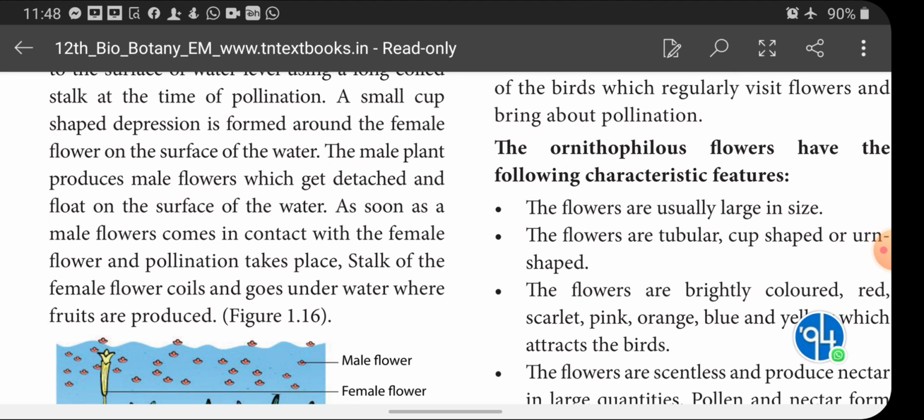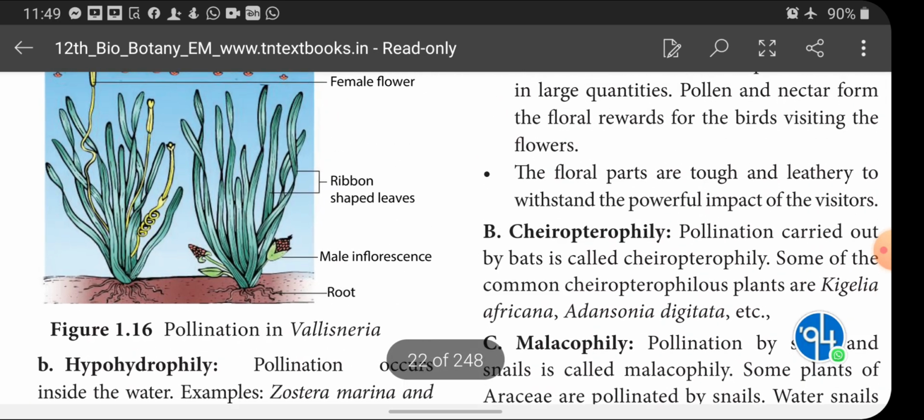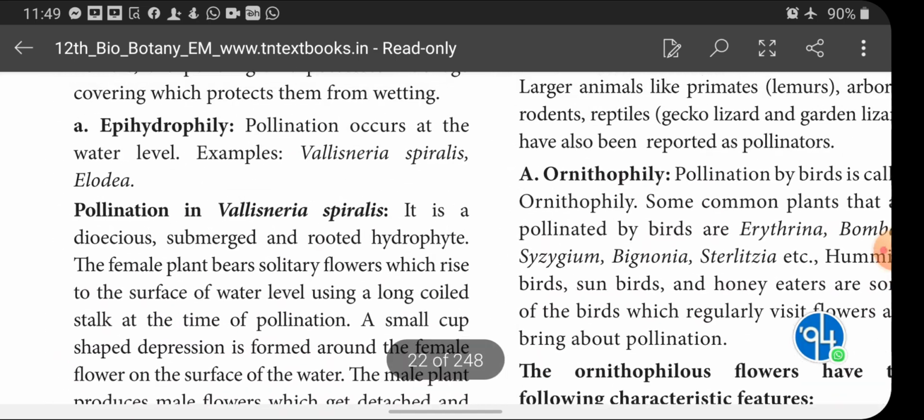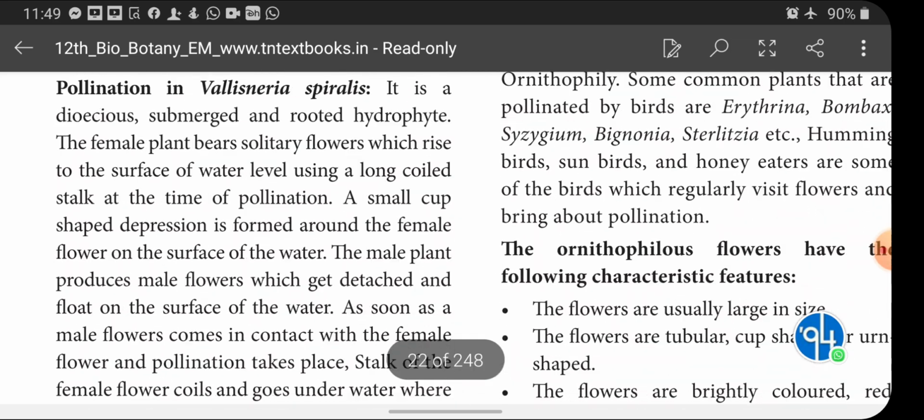Once the pollination has taken place, immediately the stalk of the female flower coils and goes under water where fruits are produced. So pollination takes place on the surface of the water. The female flower coiled the stalk and fruit development has taken place under the water, right? So this is called what? Epihydrophily. Epihydrophily means pollination occurs at the surface of the water bodies.